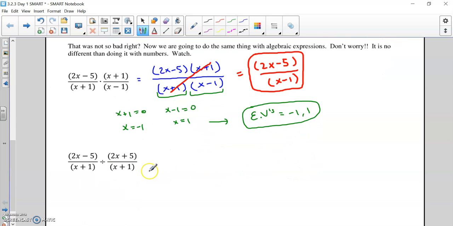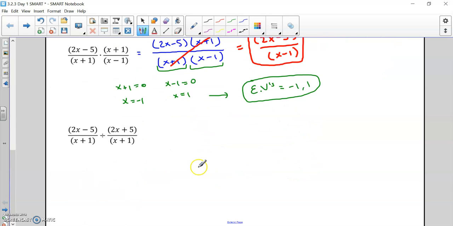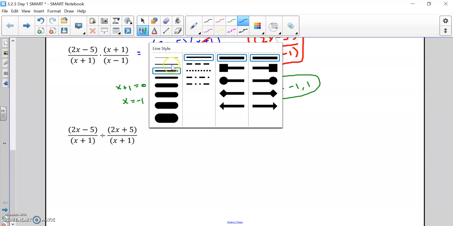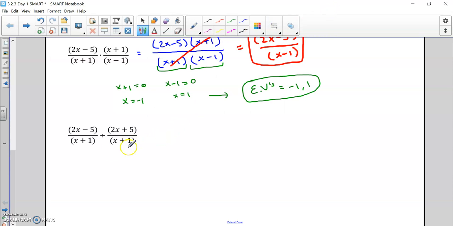Alright, now let's try a division problem. And we're still going to use the same rules that we just learned up top when we did division of regular fractions. So let's start with the keep, flip, change rule. So keep the first fraction as is, so 2x minus 5 over x plus 1, times, we change the division to a times, and then we flip the second fraction. It's always going to be the second one that you flip.